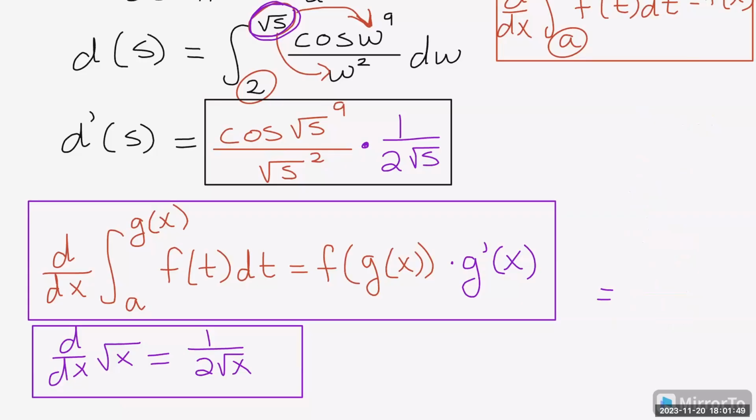I guess there's really not much to do, but I do notice that we have cosine of the square root of s raised to the power of 9 over, and then down below we have the square root of s squared, which is just s. So we have s, and I'll put that in red so you know where that s came from. Then I'll just bring the 2 root s next to that.